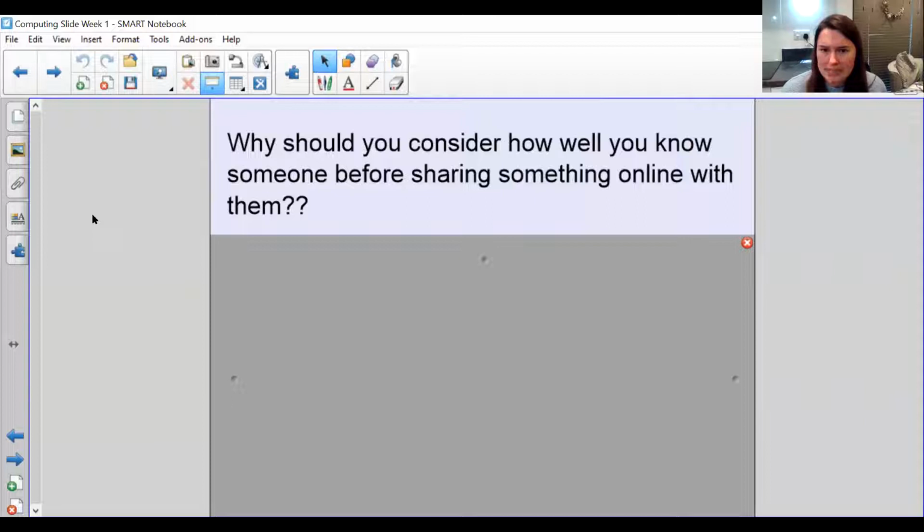Why should we consider how well we know someone before we share information online? Why is that important? And really think about that, how well we know someone. Why is that bit important? So pause the screen. You can jot down a few ideas here. Why should we consider how well we know someone before we share that information?